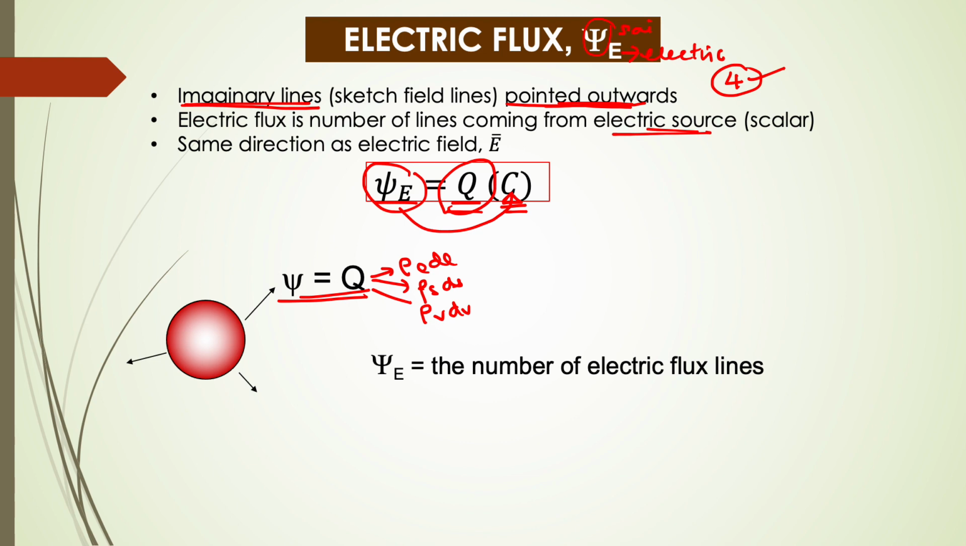In this case, if you look at the figure represented in this slide, there are three lines that are pointed outwards. So what can we say? We know electric flux is equal to Q, so therefore Q is equal to 3. The number of these lines is equal to the number of electric flux, so it's going to be 3 coulombs.